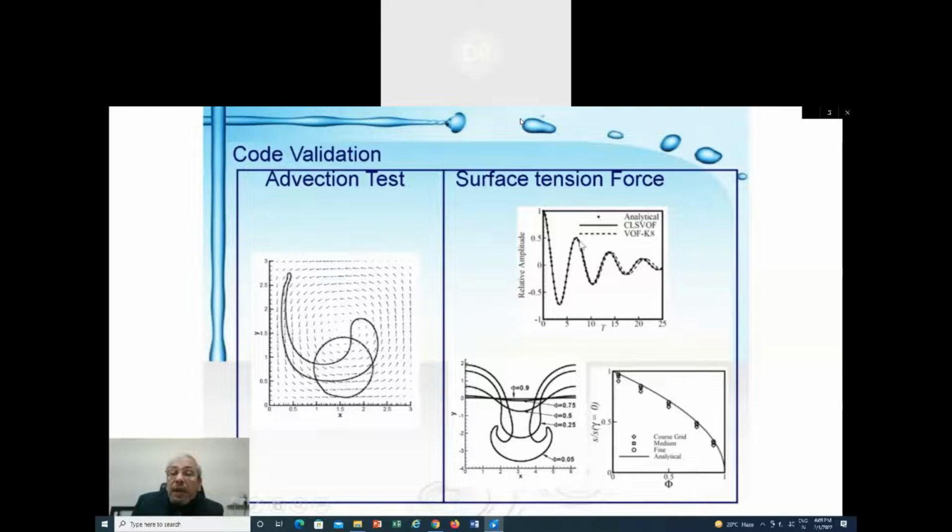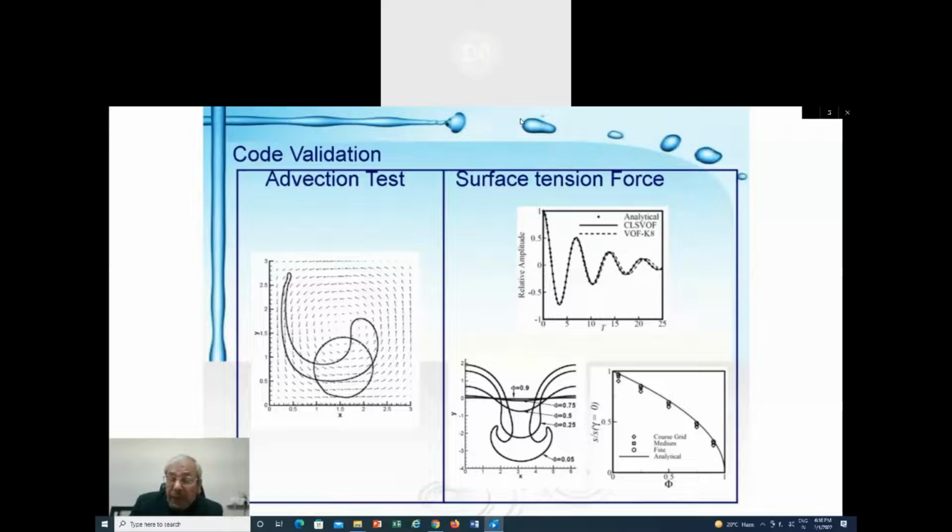We have validated that. Then the third validation is a heavier liquid kept on a lighter liquid by a separating plate, and suddenly that separating plate is withdrawn and the heavier liquid penetrates into the lighter liquid. Here we can see the penetrating fronts, and this is a very well-known solution of Professor Rudman. We validated that solution with our solutions, which were obtained by using our algorithm.